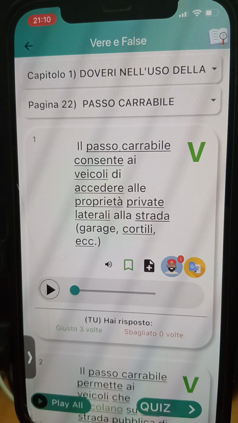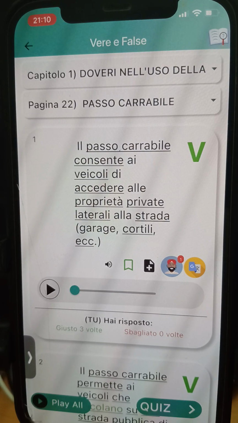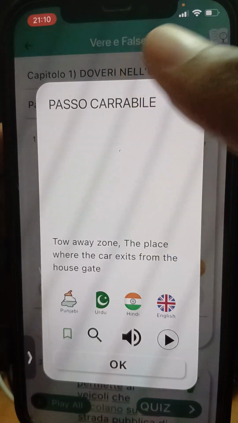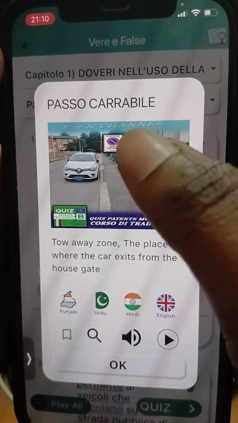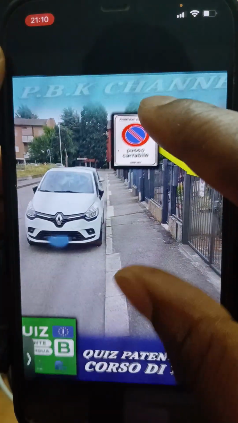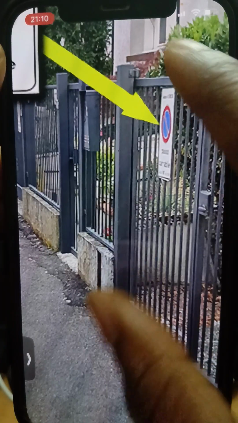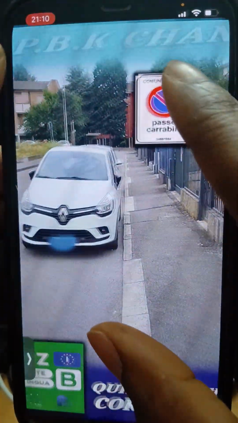Most of the time na commune na dey give dem. So they get maybe one or two things wey dem dey pay give commune. Commune go give dem the access. You as an outsider, as a driver, you are not permitted to park in front of when you see this thing. This is it. Tow away zone. The place is where the car exit from the house gate. If they put am from front of gate like this, I know say lots of us go dey see am. E mean say make you not park your car for the front here.